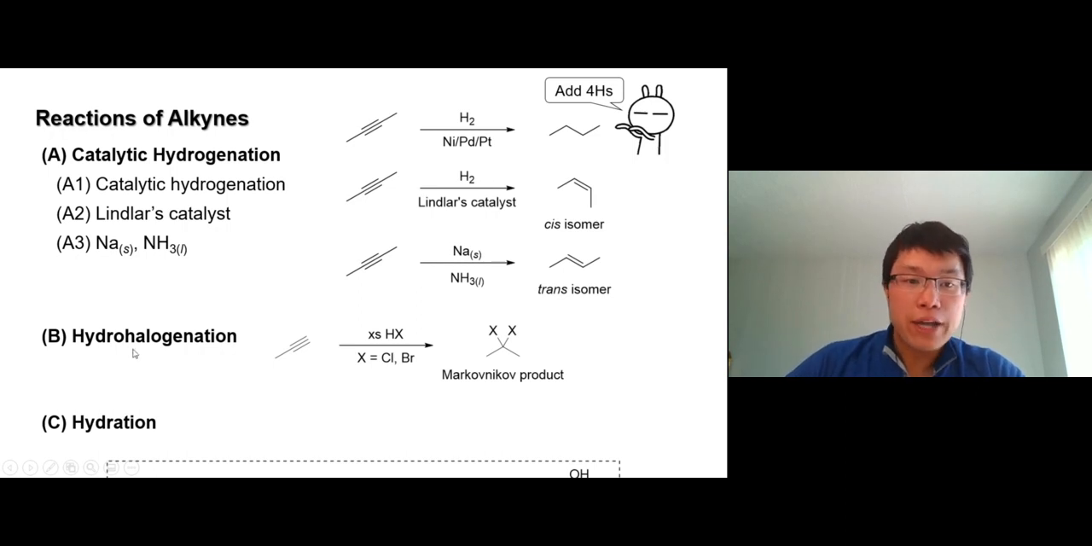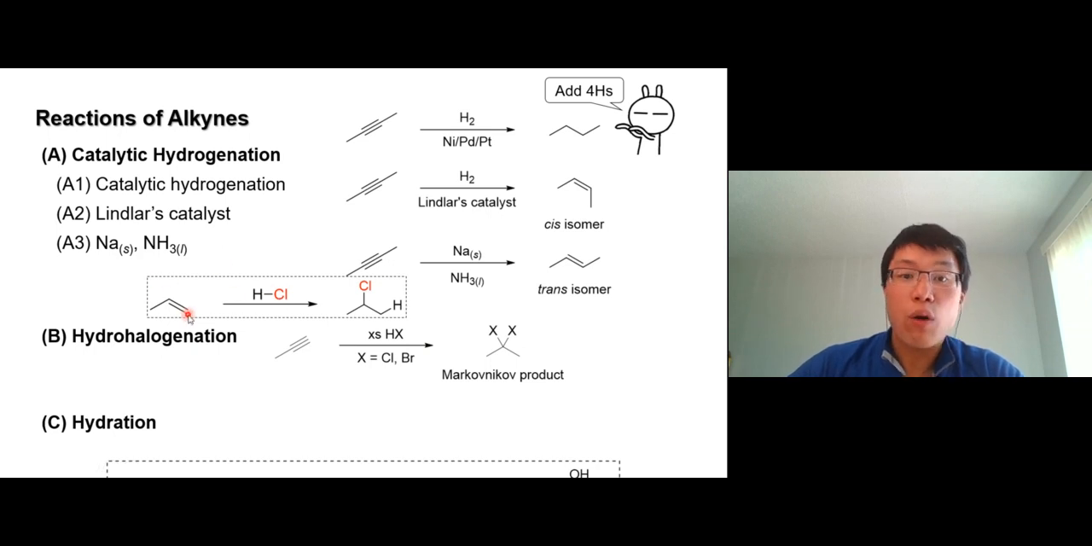All right. So hydrohalogenation down here. If you still remember, alkene adds chlorine here, Markovnikov, hydrogen on here. Alkyne can add 2 times. I can add 2 times there.